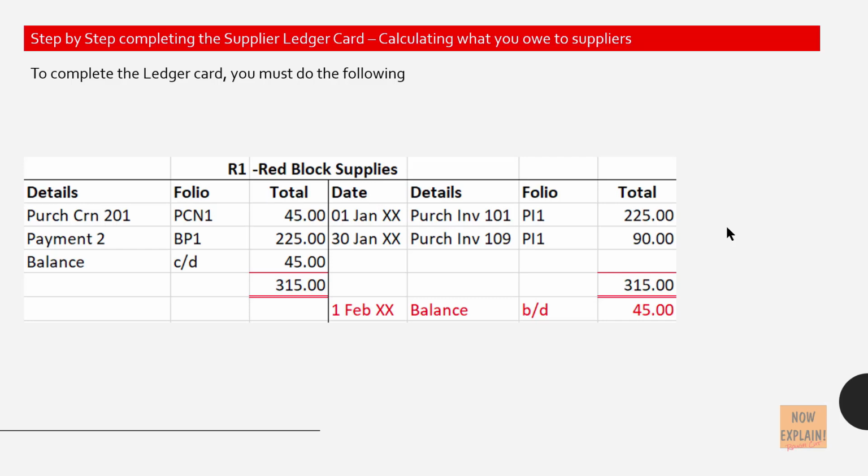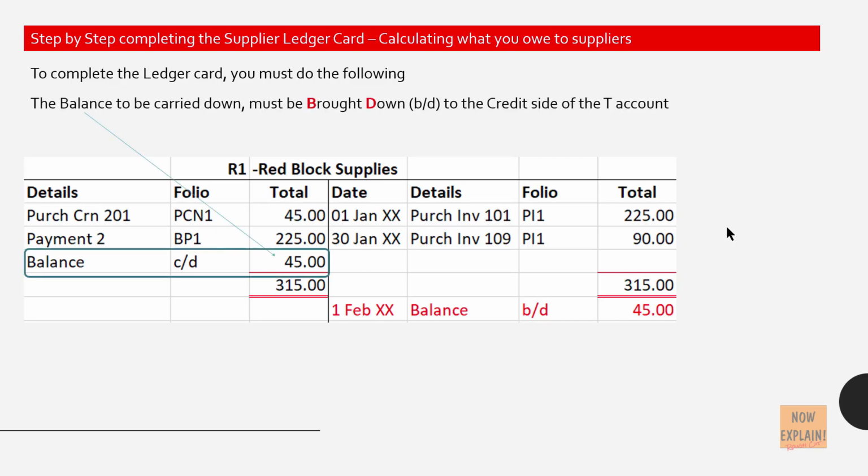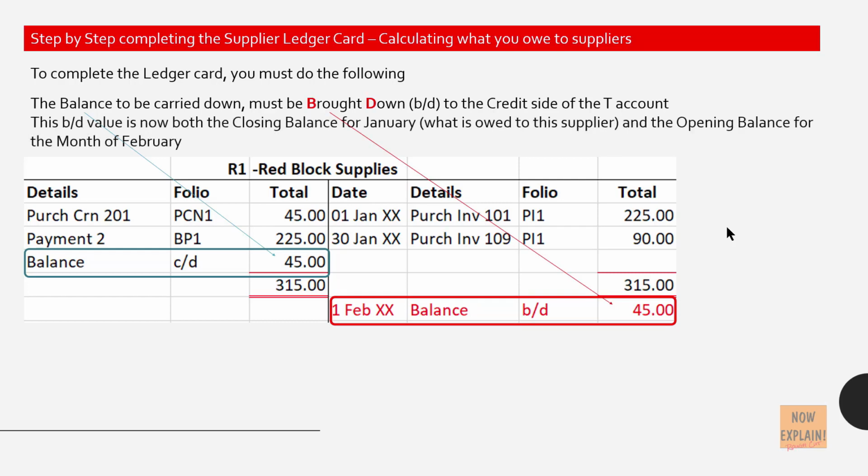To complete the ledger card, you must do the following. The balance to be carried down must be brought down to the credit side of the T account. The BD value, the brought down value, is now both the closing balance for January, what is owed to this supplier, and the opening balance for the month of February.